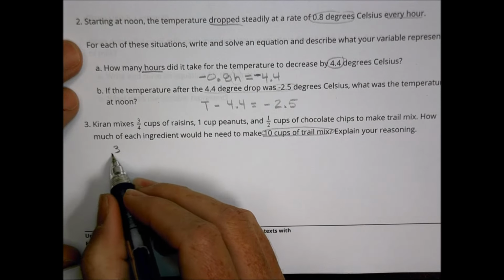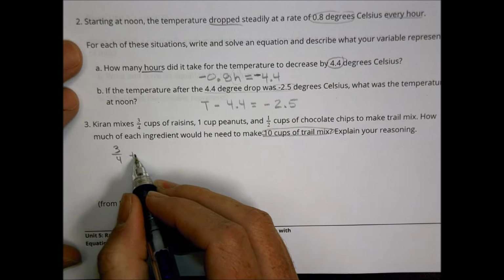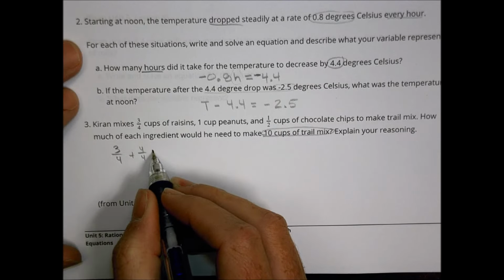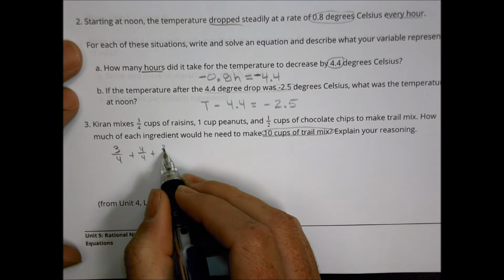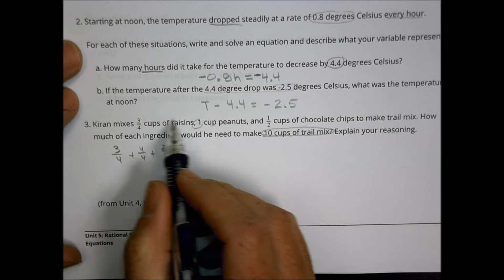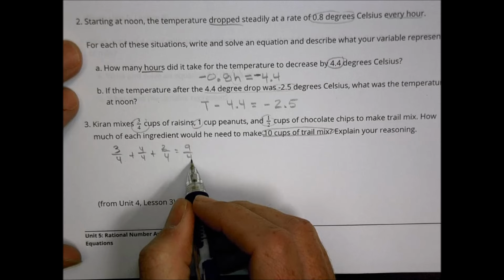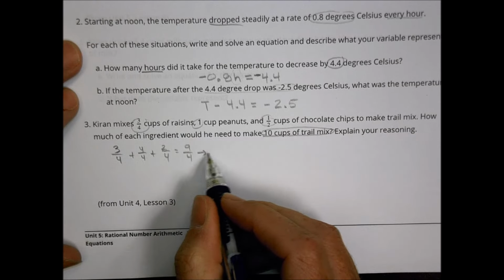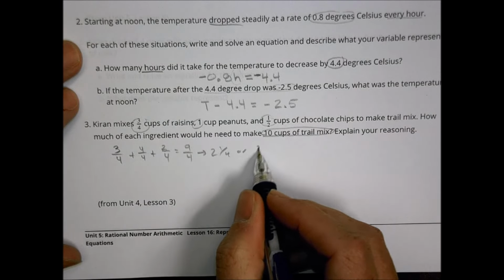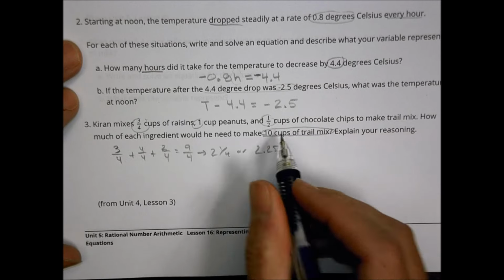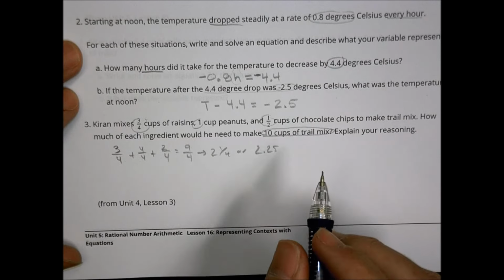We have 3/4 cup of raisins, and we're adding 1 cup of peanuts, and we have a half a cup of chocolate, which is also 2/4. So I'm converting each of these to 4/4 to say that I'm having a total of 9/4, which is the same as 2 1/4, or 2.25 cups is what I'm making already with that mixture right there.